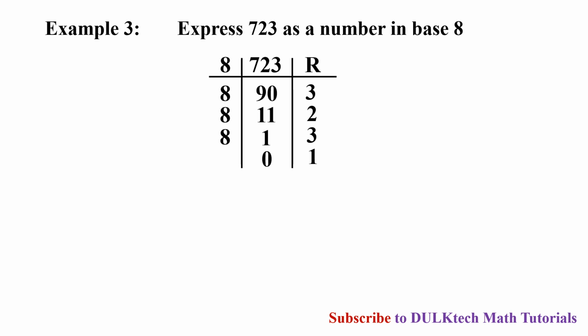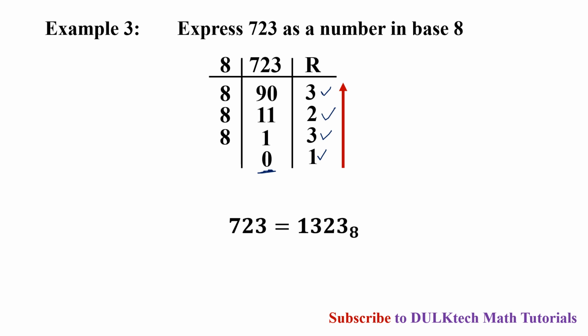Now that we have 0 here, we can now take the remainders. Let's take the remainders in this order. So our answer is 723 is equal to 1323 in this order. Base 8, that's our answer.